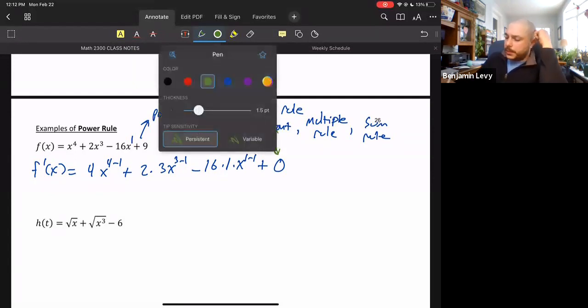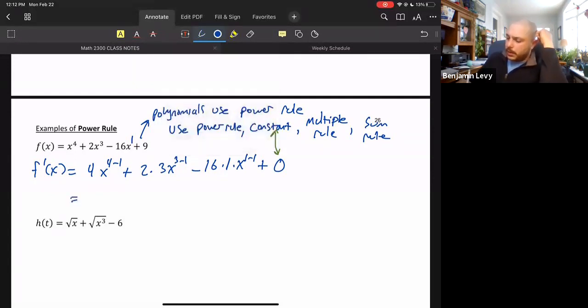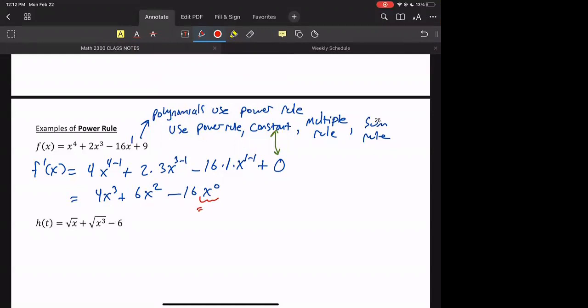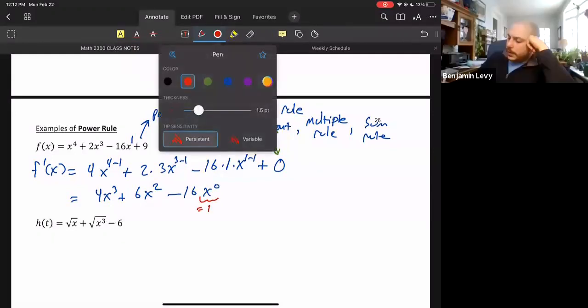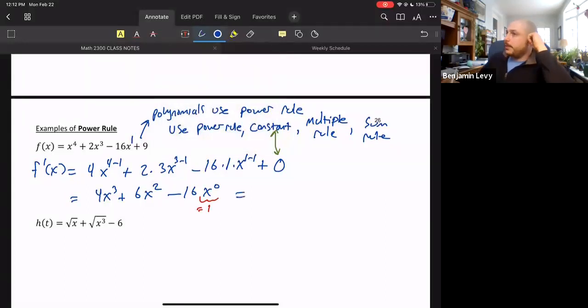Let's keep simplifying it, and let me know if this looks okay. This becomes 4x cubed, 6x squared, 16x to the 0. What is anything raised to the 0? One. And so the thing that we really want to take away from this is that when you take the derivative of x, it becomes 1. That's something that people get confused on, right? So this is 4x cubed plus 6x squared minus 16. That's the final derivative.